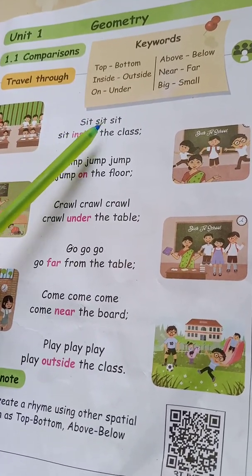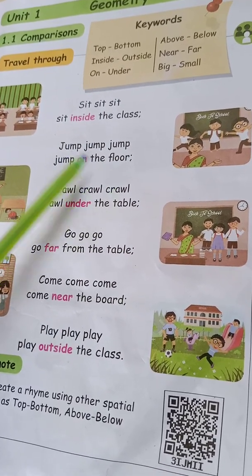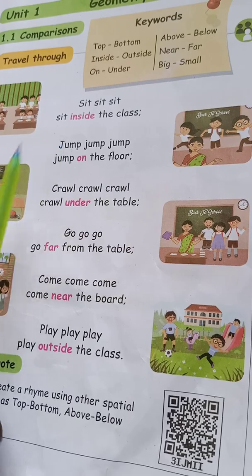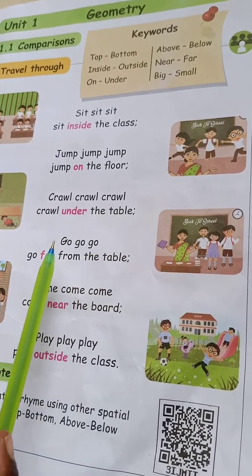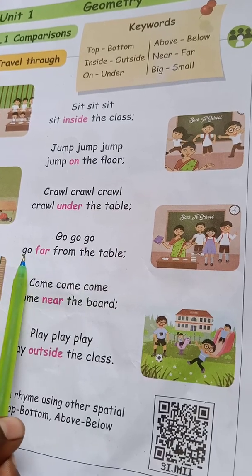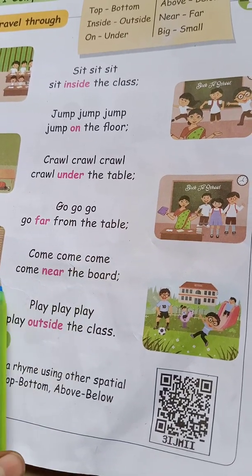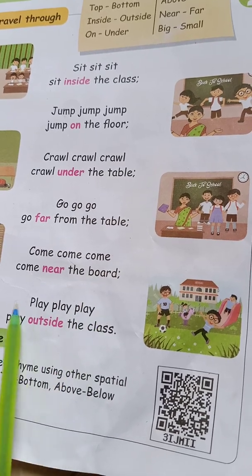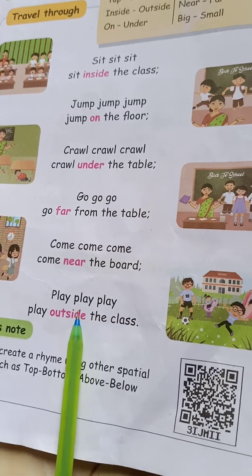Sit, sit, sit, sit inside the class. Jump, jump, jump, jump on the floor. Crawl, crawl, crawl, crawl under the table. Go, go, go, go far from the table. Come, come, come, come near the board. Play, play, play, play outside the class.